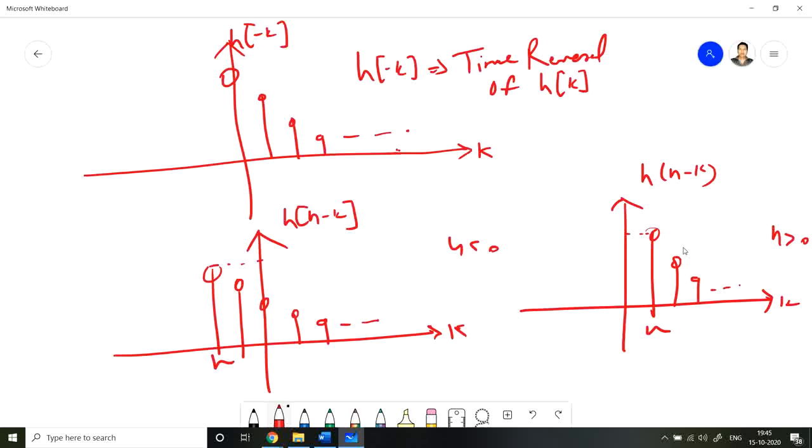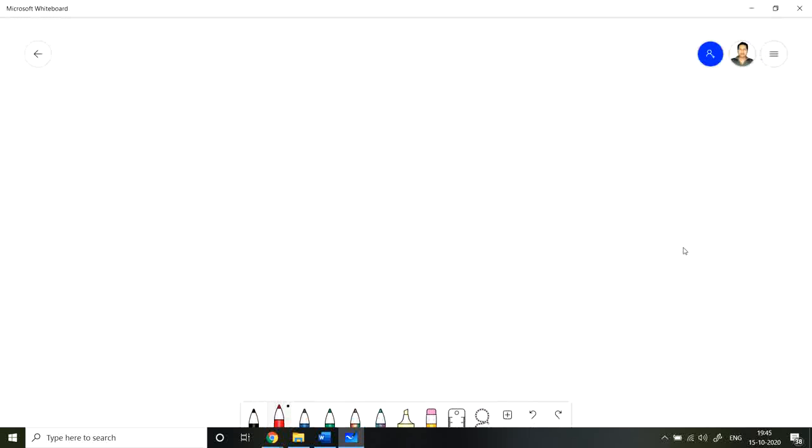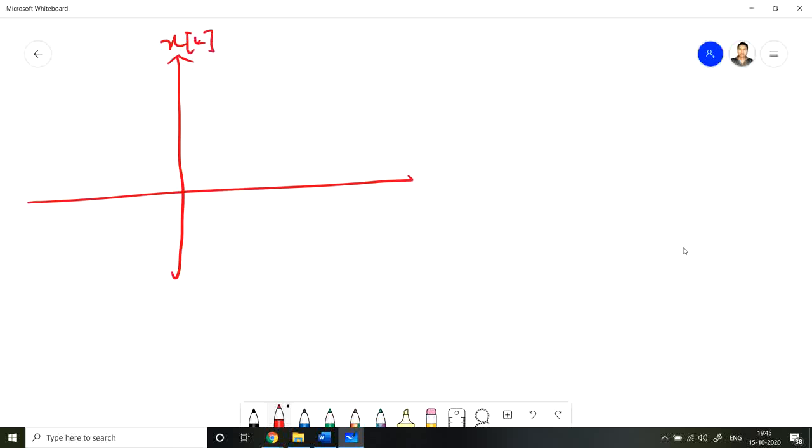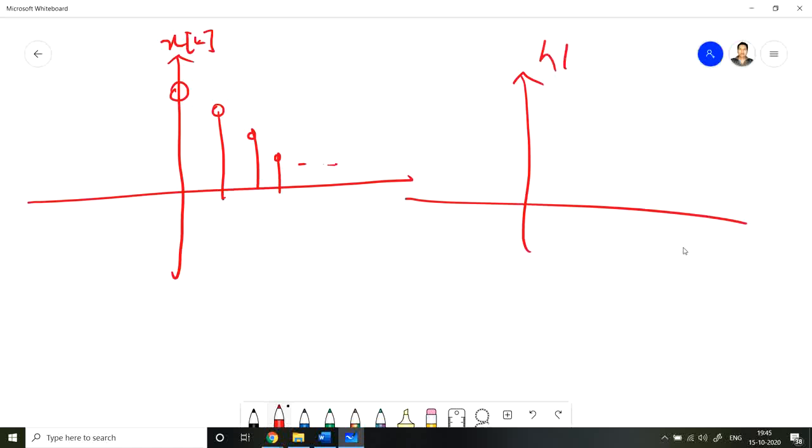So let us do the analysis. Let us plot the required graphs. The first graph we require is xk. The graph of xk is like this. Then the second graph we require is hn minus k when n is less than 0. We can see that here.